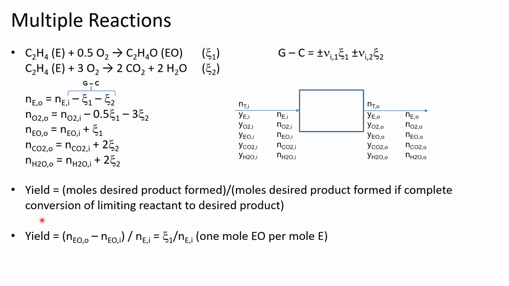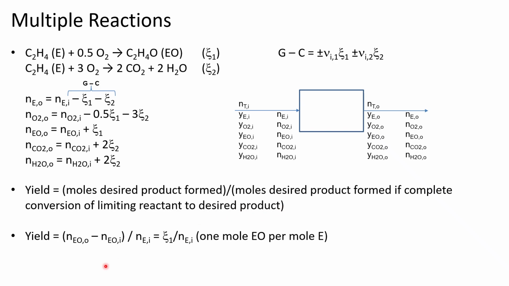We're going to introduce some additional terminology to handle reactors that have multiple reactions. The first is the term yield. Yield is defined here as the moles of the desired product formed divided by the moles of the desired product formed if complete conversion of the limiting reactant to the desired product occurred.